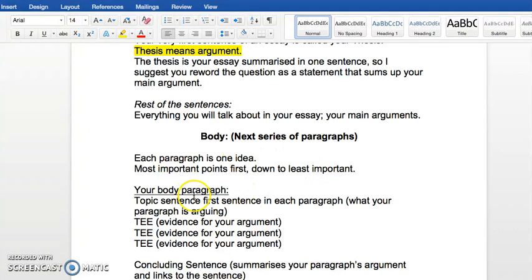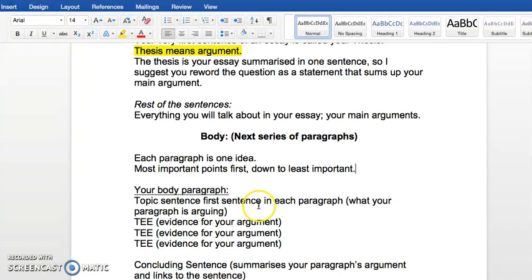So your body paragraph should have a topic sentence first. It's what your paragraph is about. Okay? So your first sentence in the paragraph is about the witch's role in Macbeth, for example. That's going to be that.